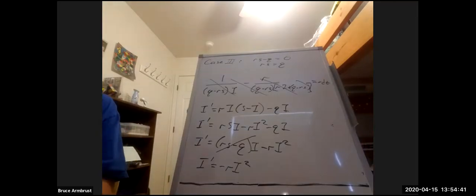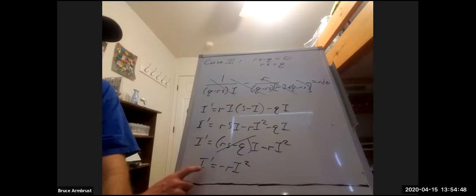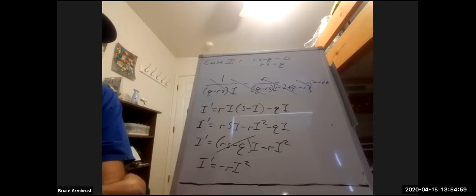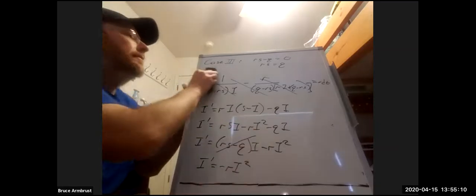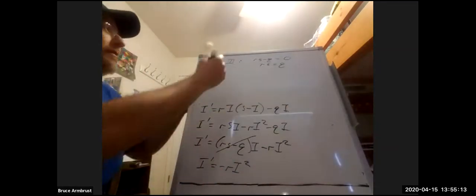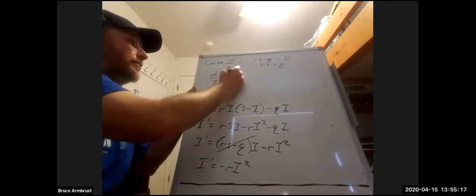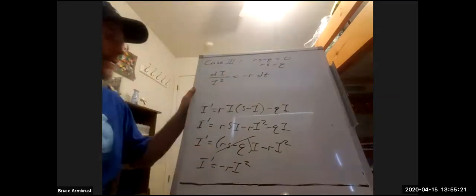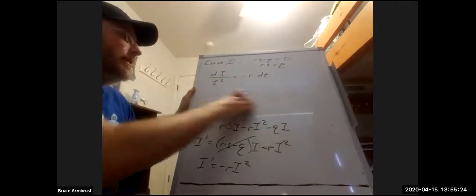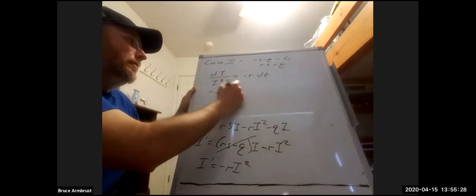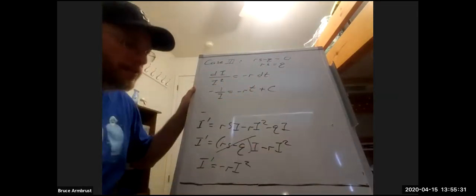So this one's kind of brutal because we still have to backtrack all the way to the original differential equation and see that we're going to get a completely different answer. When we separate it, it's going to give us something that doesn't lead to logs whatsoever. So let's see what that actually does. If I separate, I'm going to get di over I squared is equal to minus r dt. Now when I integrate, I'm going to get negative 1 over I equals negative RT plus C.